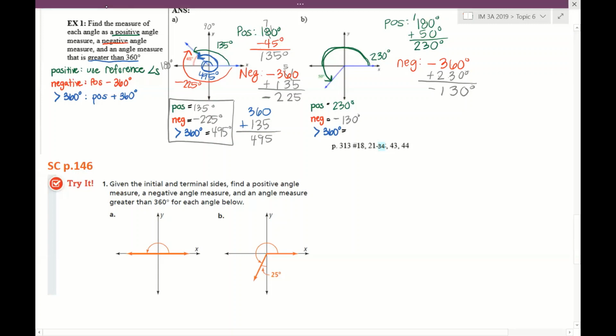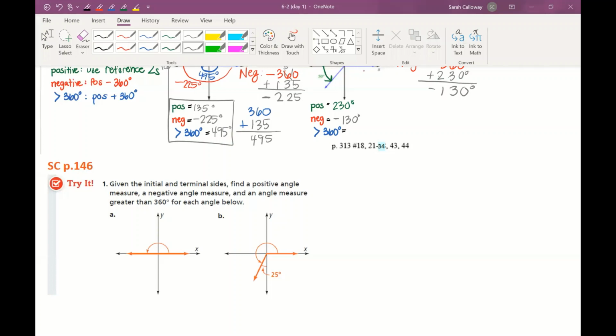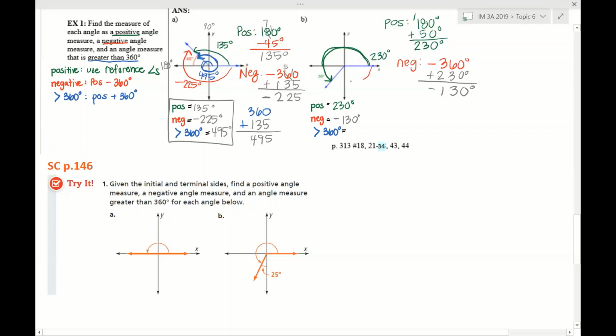for the negative angle. So what that means is that this angle here, going from the initial side to the terminal side clockwise, is negative 130 degrees. So remember, our checkpoint is, if I think about that as positive 130 plus 230, I should add to get 360. They should add to be a full circle.